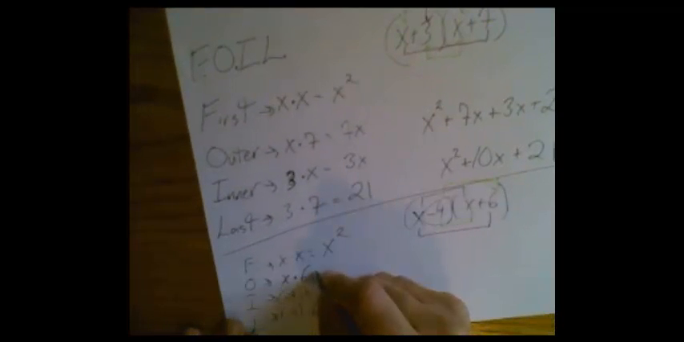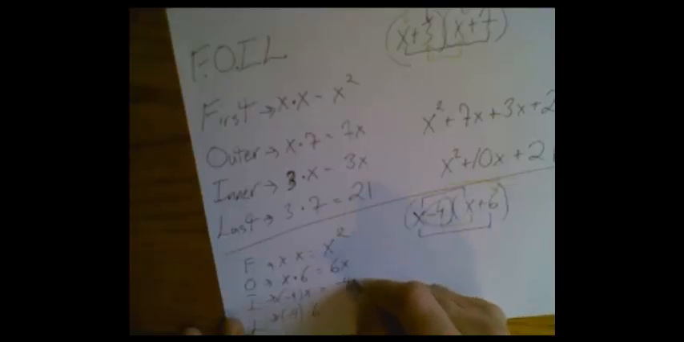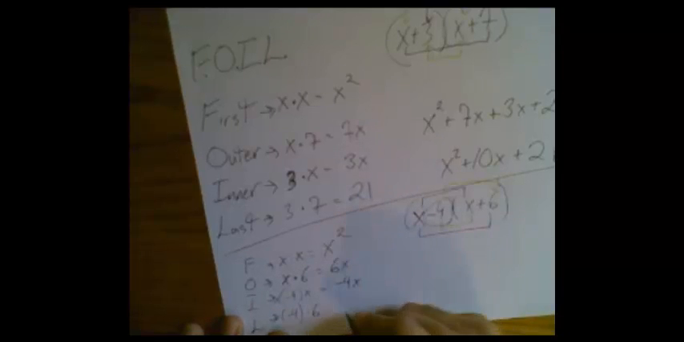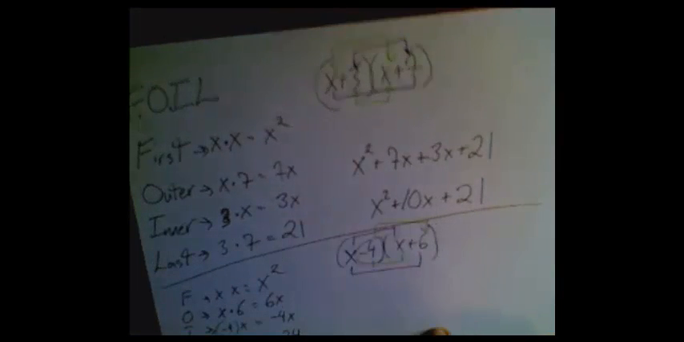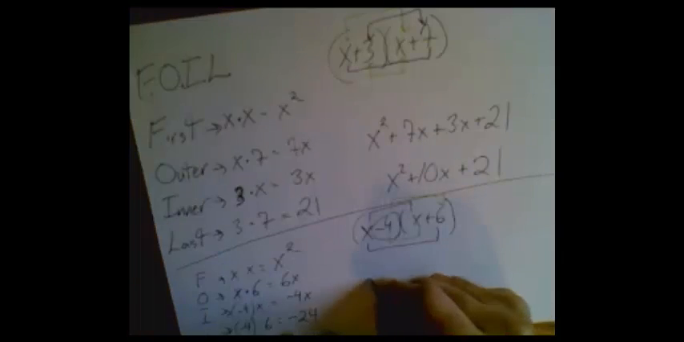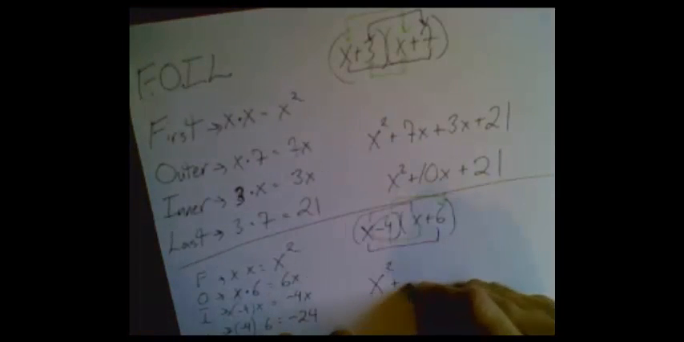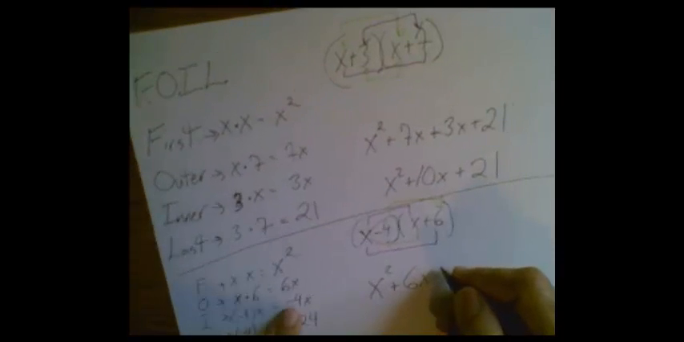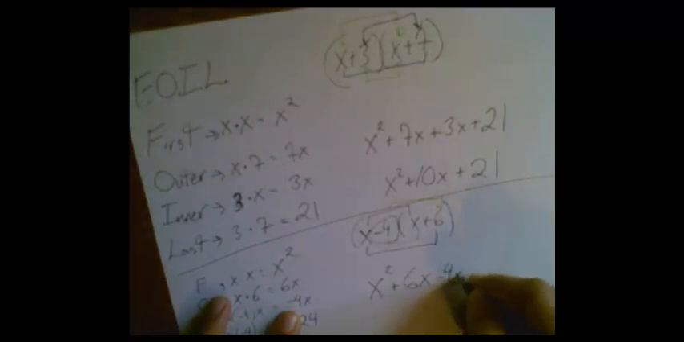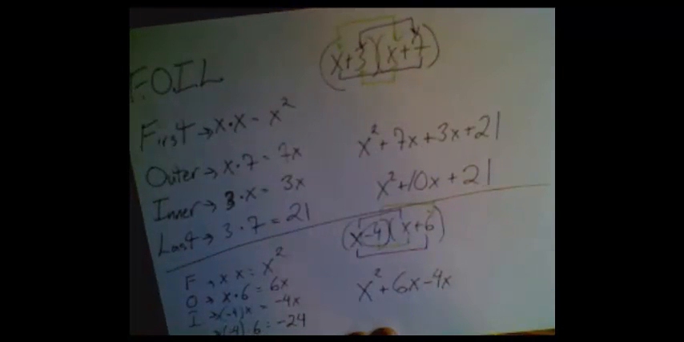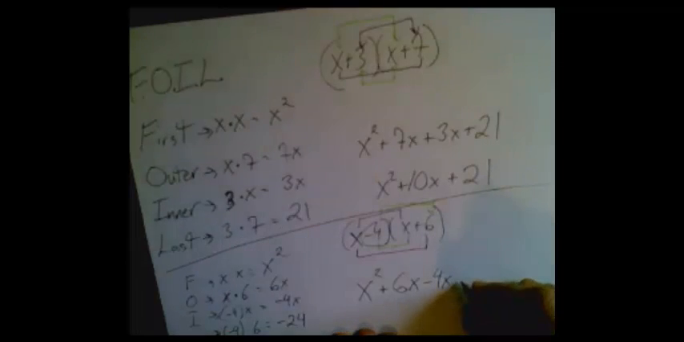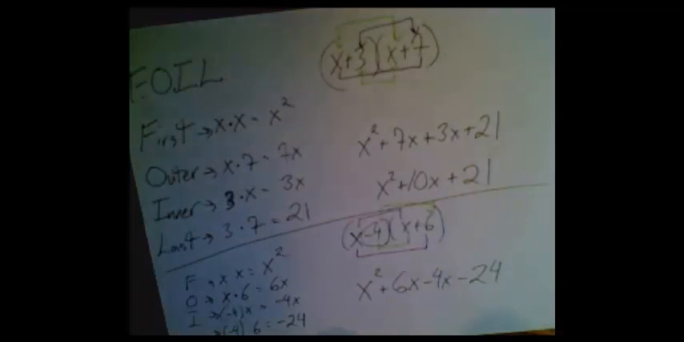So here I go. x times x gives me x squared. x times 6 gives me 6x. Negative 4 times x gives me negative 4x. And then negative 4 times 6 gives me negative 24. Alright, let's go ahead and put these in order. I start with x squared plus 6x, because it's a positive. Next I have a negative 4x, so I can either say plus negative 4, or I can just say minus 4x, and then minus 24.